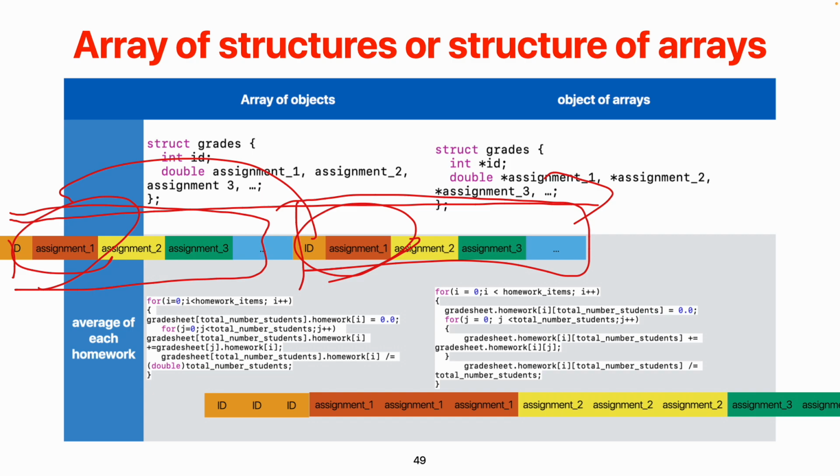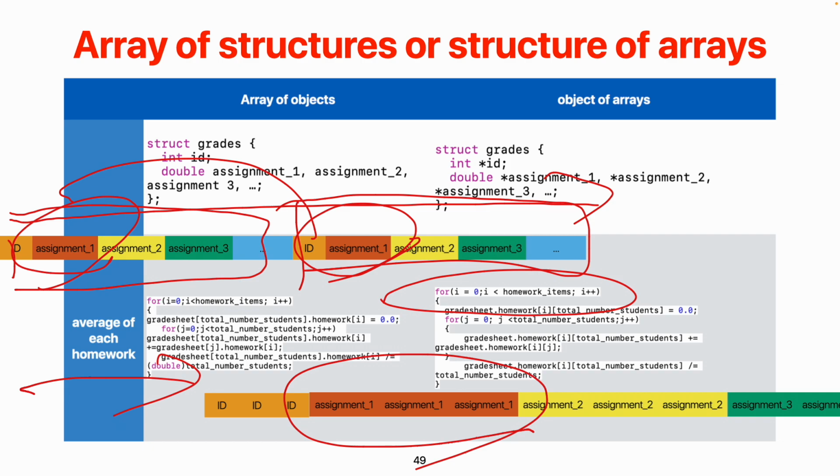However, on the right-hand side, I'm basically starting with an ID array and then an assignment array. So when I want to calculate the average of assignment, I'm basically sliding through consecutive addresses. So I only get compulsory misses once in a while. And if I repeatedly use the same column, I'm not even getting any misses. Isn't that better? Are you convinced?